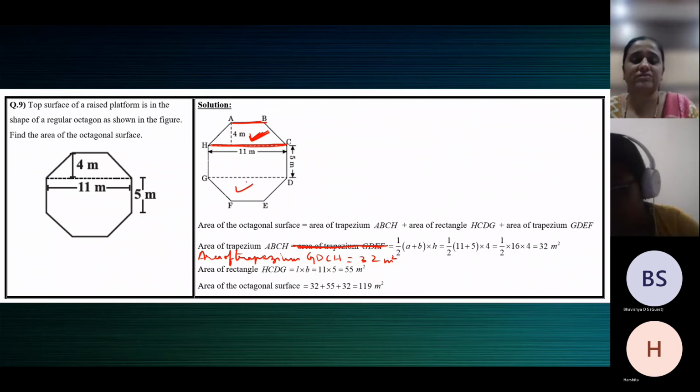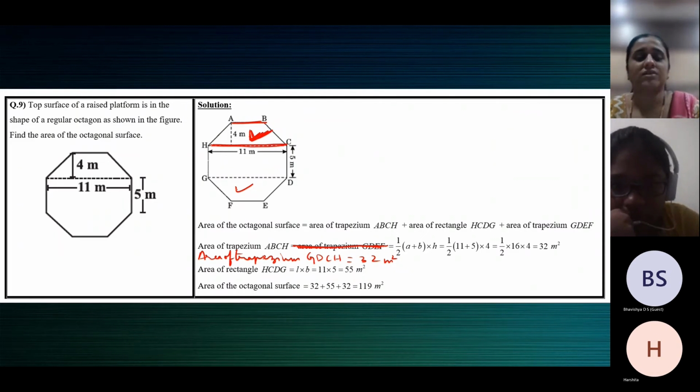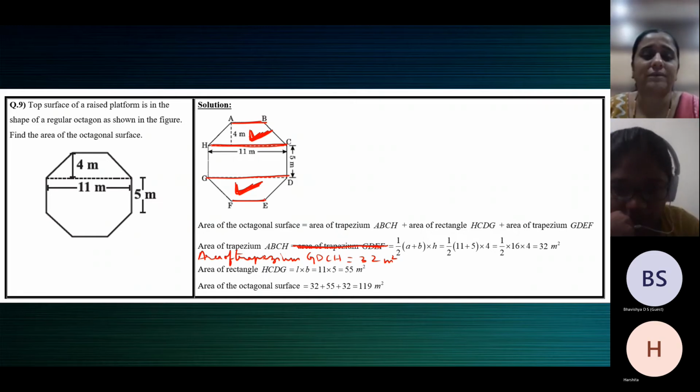What will be the area of this trapezium? It will be the same as the area of this trapezium. You get 32 meters square here. The same will be here. Name the parallel sides of this trapezium. FE and BG. And this will be the distance between the 2 parallel sides. 4 meters. Perfect. So here also the area will be 32 meters square.